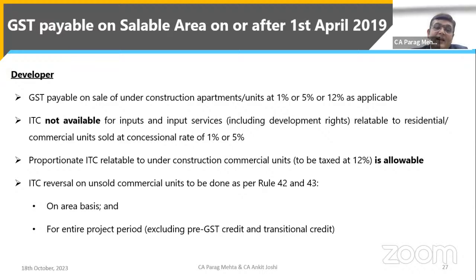Proportionate ITC relatable to under construction commercial units is allowable. In case there is a project with 70% residential and 30% commercial, in that scenario, 30% ITC would be allowed to the builder developer, but 70% will not be allowed. ITC reversal on unsold commercial units is to be done as per Rules 42 and 43 on area basis and for entire project period. So Rules 42-43 have also been amended from 1/4/2019 to provide it on area basis for builders and developers, instead of amount of exempted and taxable income as was the rule earlier.